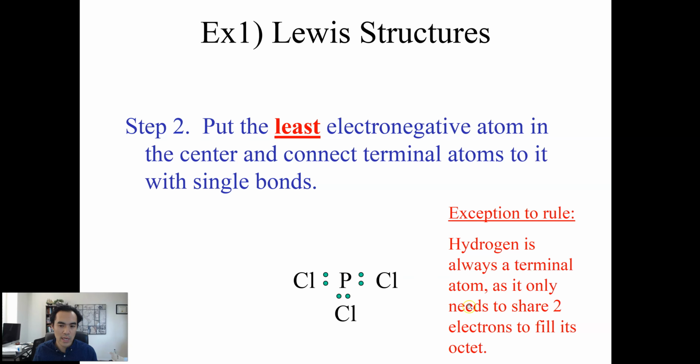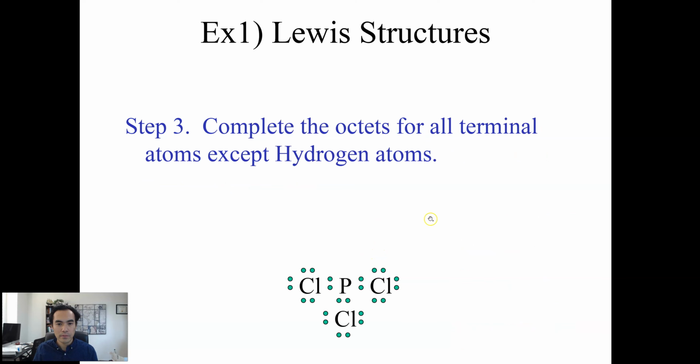Now, the exception to the rule is hydrogen. Hydrogen is always put on the outside, and it only needs to share 2 electrons. It doesn't need 8. So when you draw hydrogen in there, you're going to draw them a little differently. And so what happens here is phosphorus has basically 8 electrons, 2, 4, 6, 8. It's going to be right smack in the middle.